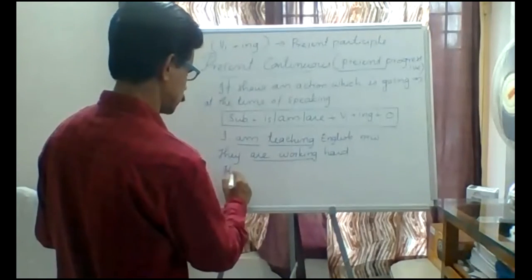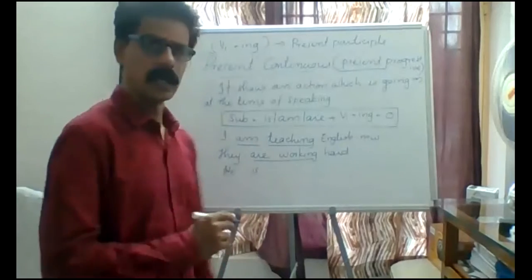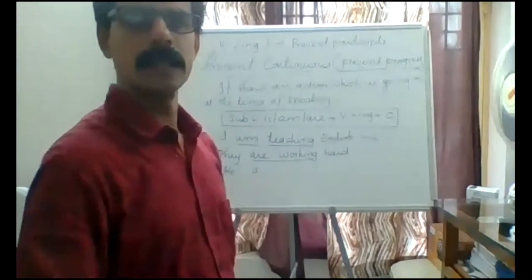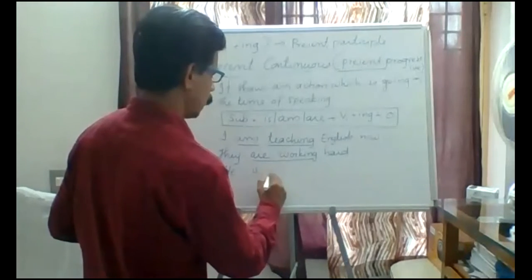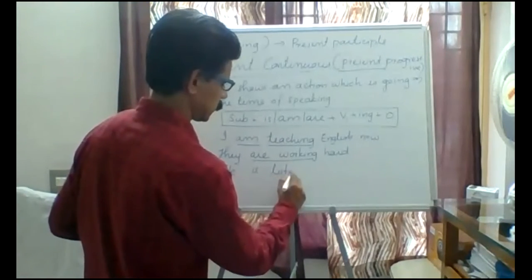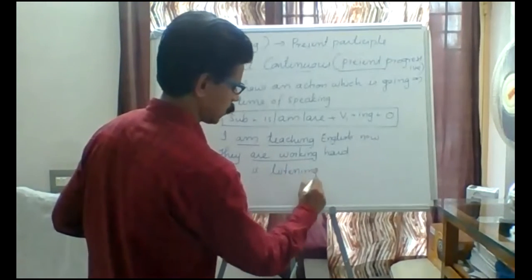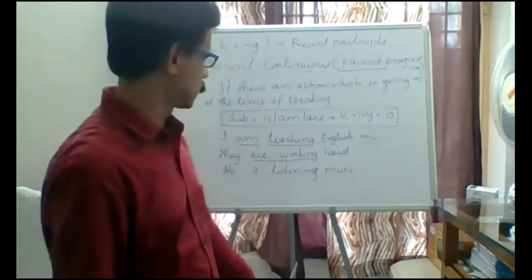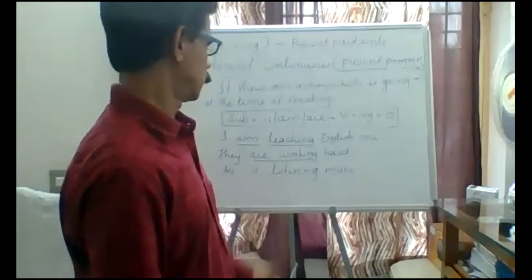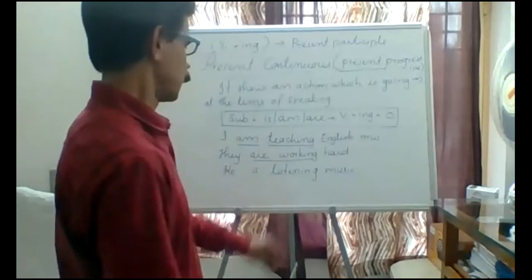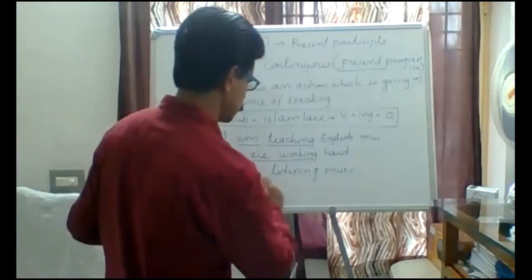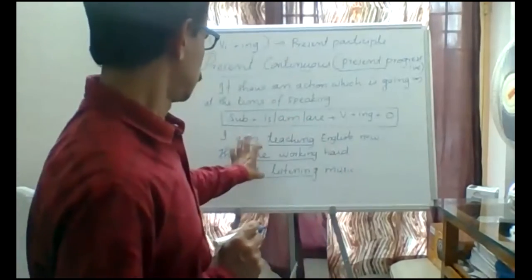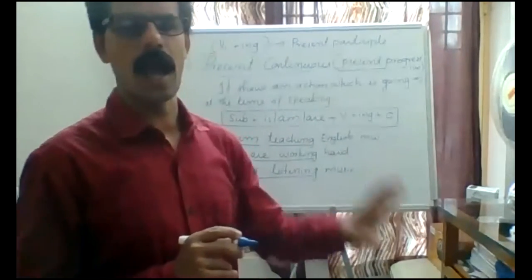If I take he as a subject: he is attending the class. He is listening to music. So here, he is listening to music. In all these sentences, we can very clearly find is ing, are ing, am ing.